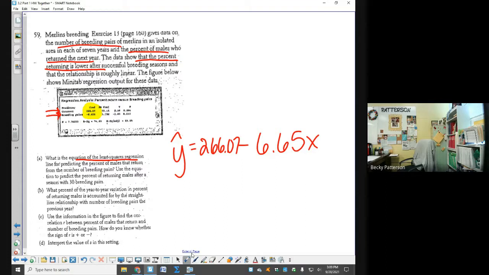Number of breeding pairs. There it is. Number of breeding pairs. Percent of males who returned. So X is going to be my input, which is the breeding pairs. And the Y hat is going to be the predicted percent of males who returned.